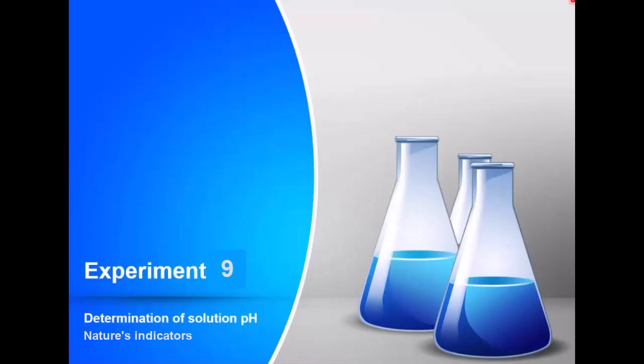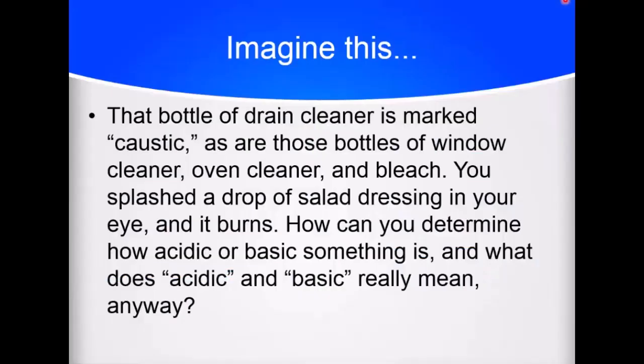Determination of solution pH. pH is how acidic or how basic something is. So if you look around your house, you can find drain cleaner is marked caustic, as are your window cleaners around your house, your oven cleaner, and your bleach. If you splash a drop of salad dressing in your eye, it burns.